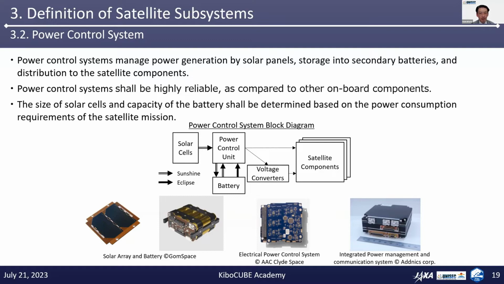The power control computer is usually referred to as the power control unit or power control and distribution unit. So sometimes the power control unit and power distribution unit can be separate components. So PCU and/or PCDU sometimes convert the supply voltage to the satellite components inside. The power control system shall be highly reliable compared to other onboard components. If your power control system is functioning very well, then you can try to repair other failed components by conducting power cycling.